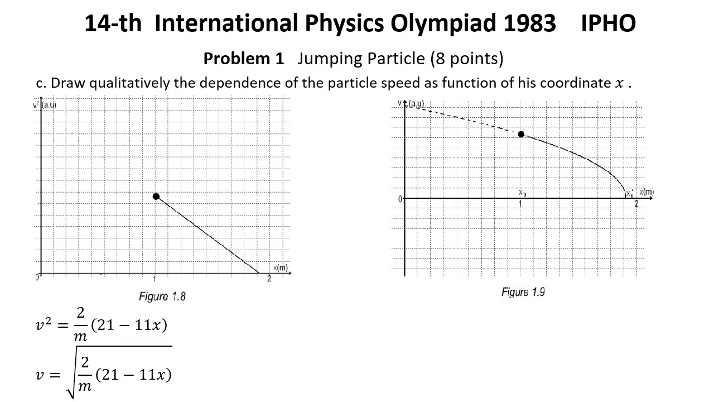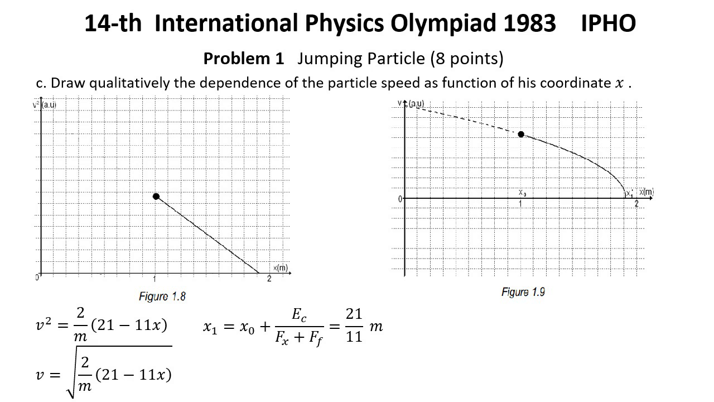The graph in the figure presents the dependence of the square speed on the position for the motion in the domain x between x0 and x1. The particle moves in the positive direction of the coordinate axis OX. This motion occurs until the position x1, when the speed vanishes, is reached. From the previous relation, in which we take the modulus of the speed as 0, results x1 equal to this expression. The numerical value for x1 is 21/11 meters.